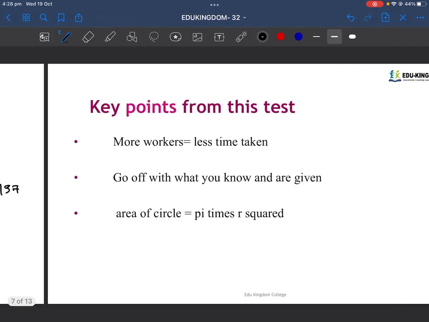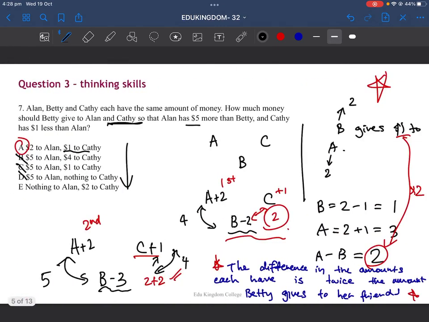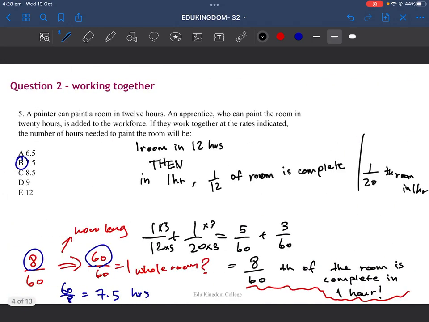Okay, guys, let's move on to the key points. Number one, more workers equals to less time taken. Okay, I have seen many times where students think just because more workers work, it must take more time. This is not the case, guys. It's the opposite. More workers means more hands. More hands means more work gets done in a shorter time.